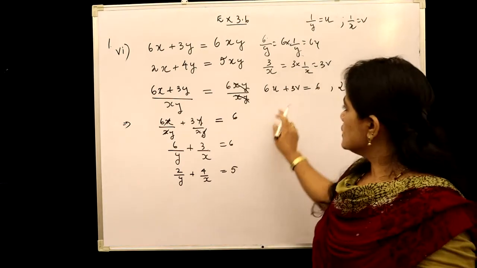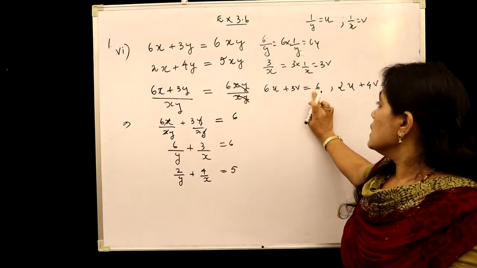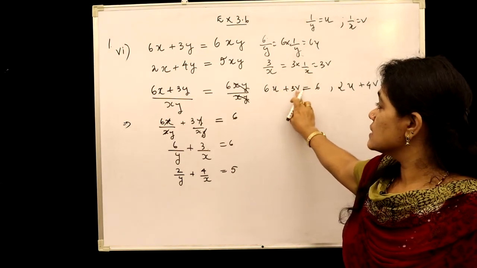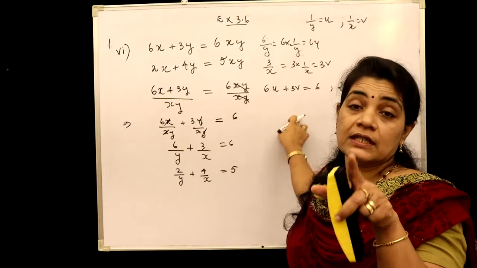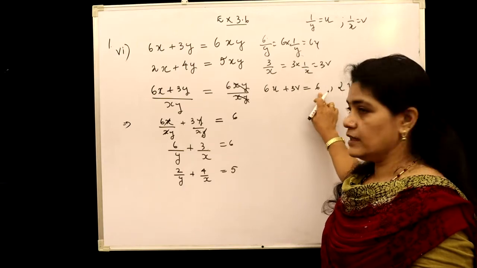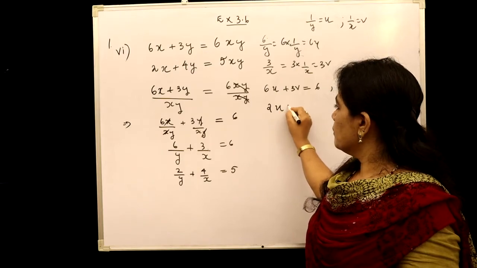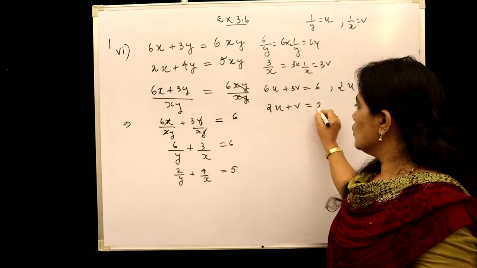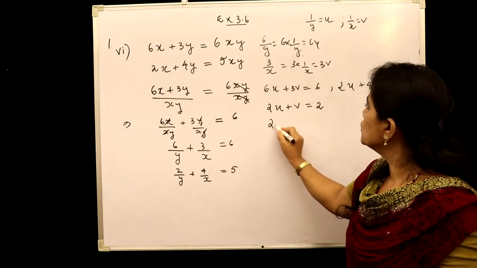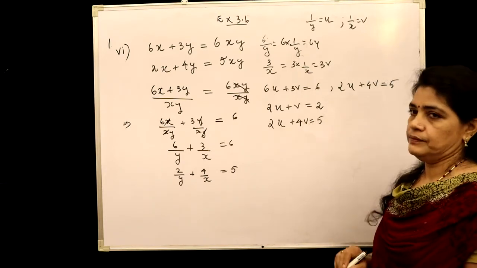See this one, children, this equation 6u plus 3v is equal to 6. This equation can be simplified. Why? Because 6, 3, 6 are multiples, and 3 is common. So the first equation, if you divide by 3, becomes 2u plus v is equal to 2. And this equation is 2u plus 4v is equal to 5.